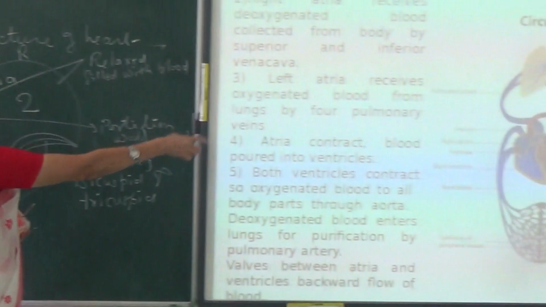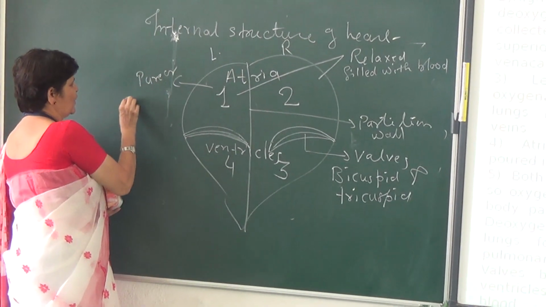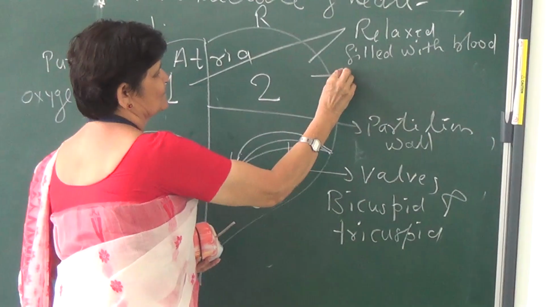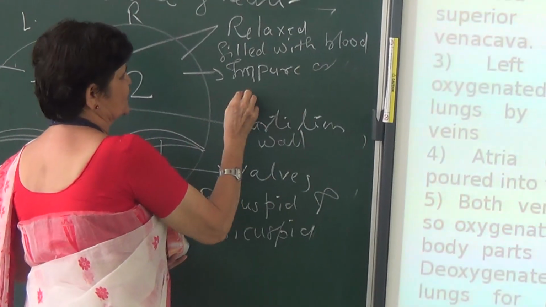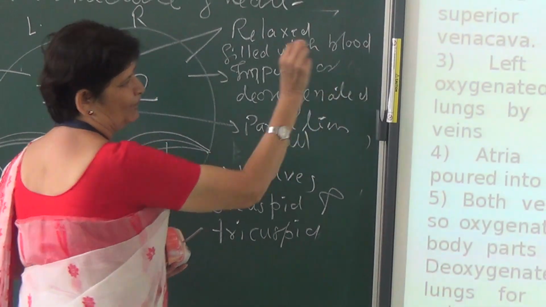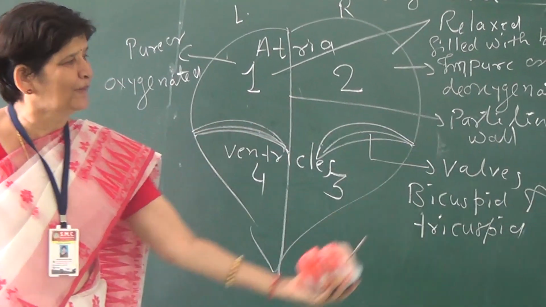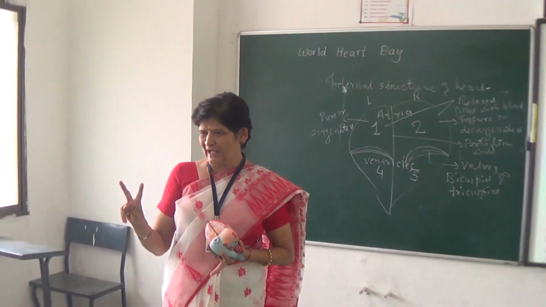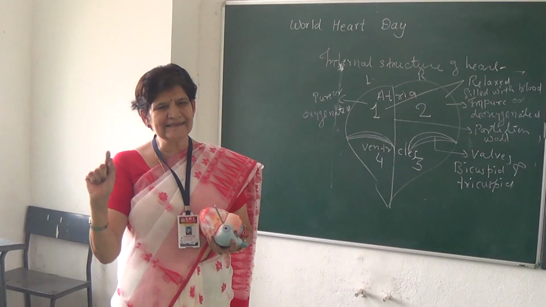Left atria receives oxygenated blood. Here pure or oxygenated, and in this impure or deoxygenated. It is brought back into the heart by pulmonary vein. Keep it in mind. Blood vessels are of 2 types, veins and arteries. Arteries, they have pure blood. Veins, they have impure blood.